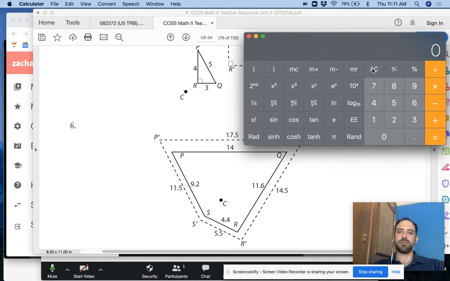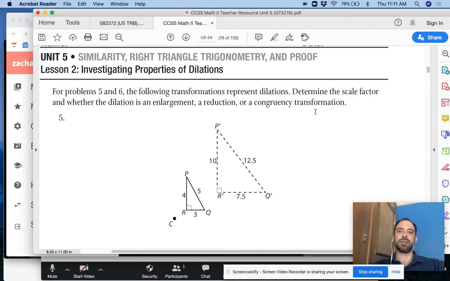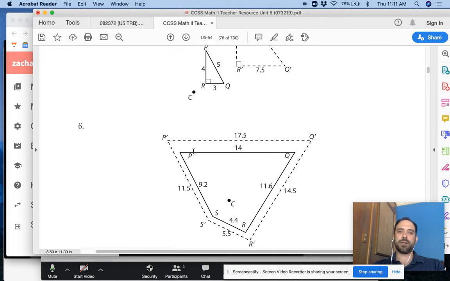All right, I'm just going to be super thorough. 11.6 times 1.25, 14.5. Yes, we know that this is what? Let's look at our options again. This is either an enlargement, reduction, or congruent transformation. Not a congruent transformation, it's not the same. But look, it got bigger.